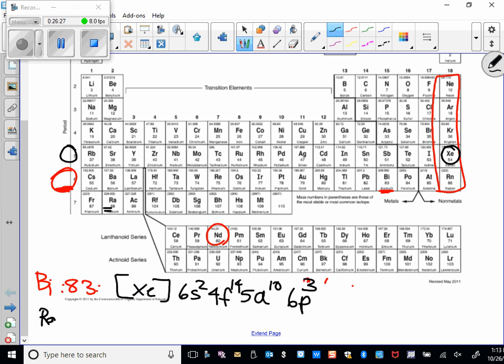Radium has how many electrons? 88. So what is the noble gas before it? Radon, followed by what? 7s2. That's it. Is that good?